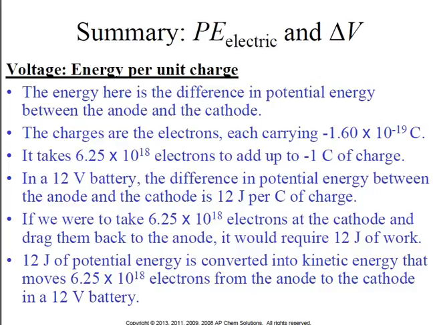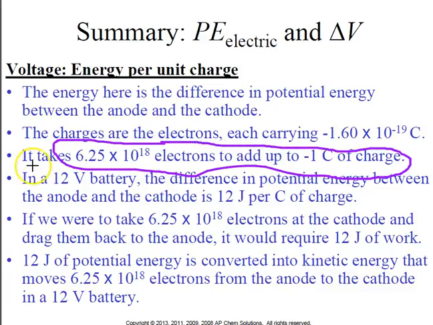Alright, so summary of what we've seen so far. The energy is the difference in potential energy between the anode and the cathode. The charge that we're talking about are electrons. And each electron carries a certain number of coulombs, because remember, 96,500 coulombs is 1 mole of electrons. So what they're saying right here about electrons and coulombs, that's just a conversion that they got from Faraday's constant. So don't worry about these numbers here.